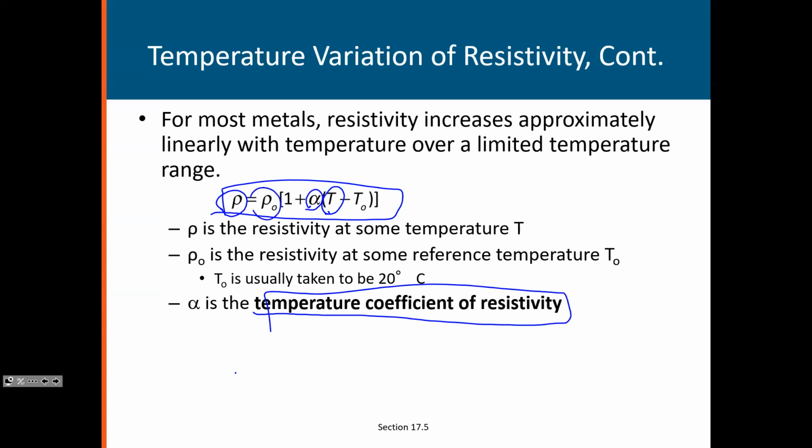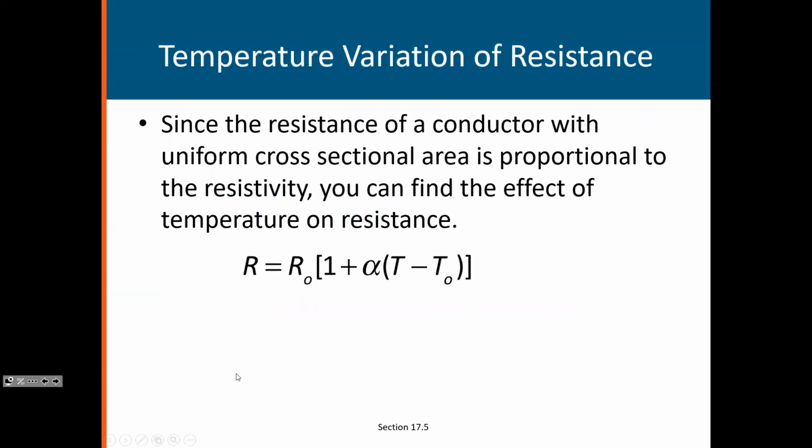What are these rho 0 and T0? This is the resistivity at some reference temperature. So suppose we know the resistivity at some reference temperature T0, we can get the resistivity at some other temperature if we know the temperature coefficient of resistivity. So we will use this equation to do calculations. And here, instead of resistivity, we can write the equation in terms of resistance as well.